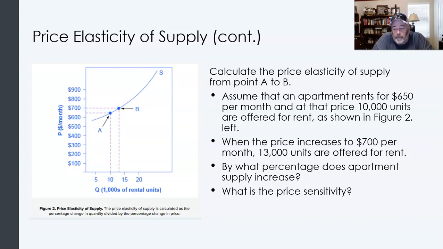All right. And I'm going to divide that by a similar calculation when it comes to price. It went from 650 to 700. The difference there is 50. All right. And then the sum of those is 1350. Half of 1350 is 675, I think. So let me know if I did that wrong. Then you take that calculation, right? You take 50 and divide it by 675.